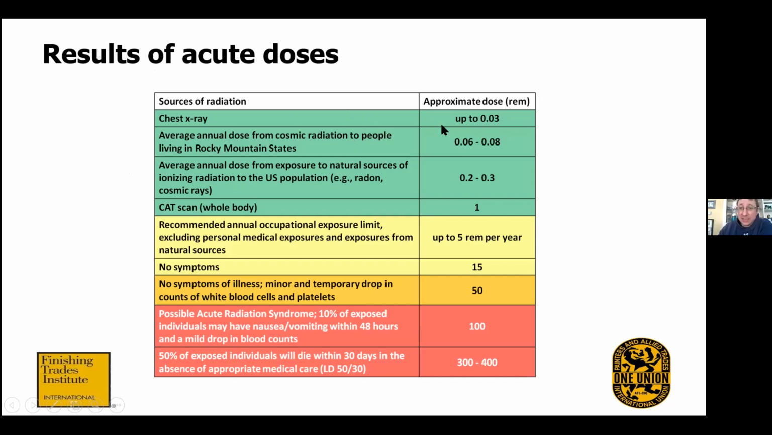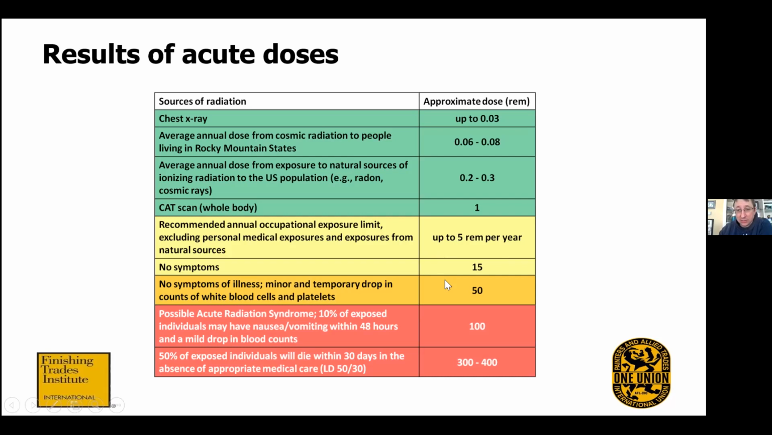So a chest x-ray typically has about 0.3 rem. So this would be 1, 2, 3. So this would be about 30 millirem. Average annual dose from cosmic radiation, we have these values here. But we start to see symptoms creep over after you get past 15 rem. And this is 5 rem here is the annual allowable dose under DOE.